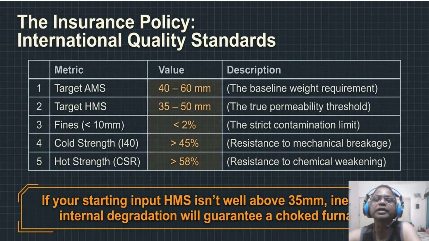If your starting input HMS is not well above 35 millimeters, the inevitable internal degradation will guarantee a choked furnace before the end of the day. These are not just suggestions; they are the physical prerequisites for the furnace's survival. Adherence to these targets is how we protect our campaign life. So let's wrap this up with four golden rules every engineer here needs to memorize.